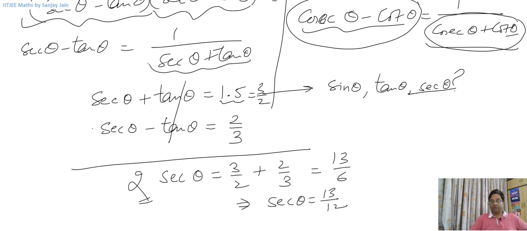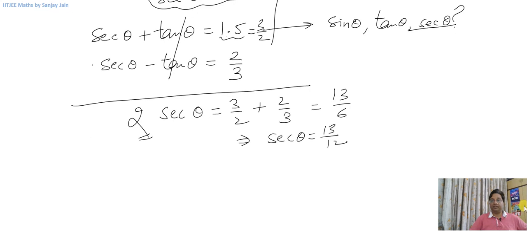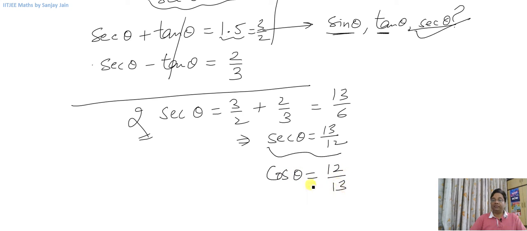So now that I have got the value of secant theta, I need to find sin theta and tan theta. Secant theta I have already found, okay? So let me find all the other trig ratios for you. Now secant theta is 13 by 12. If it makes your life simple, then you can write cos theta is equal to 12 by 13, which is just the reciprocal of secant theta.